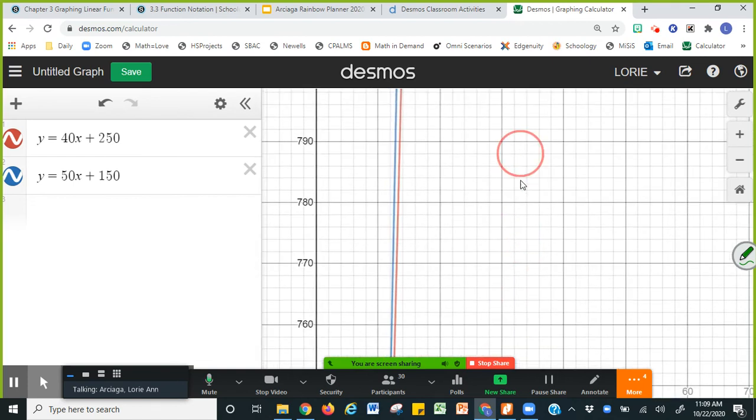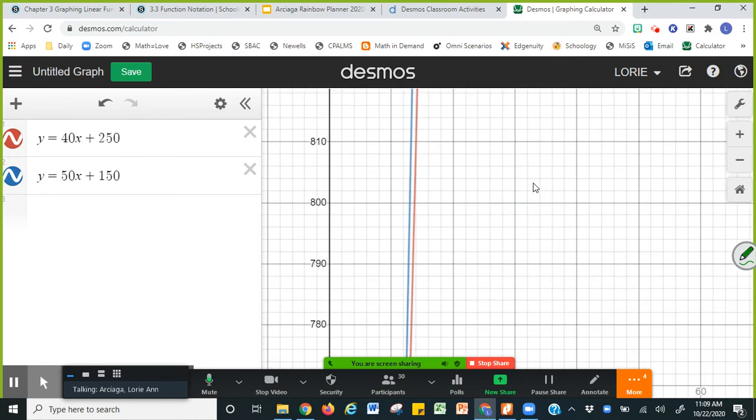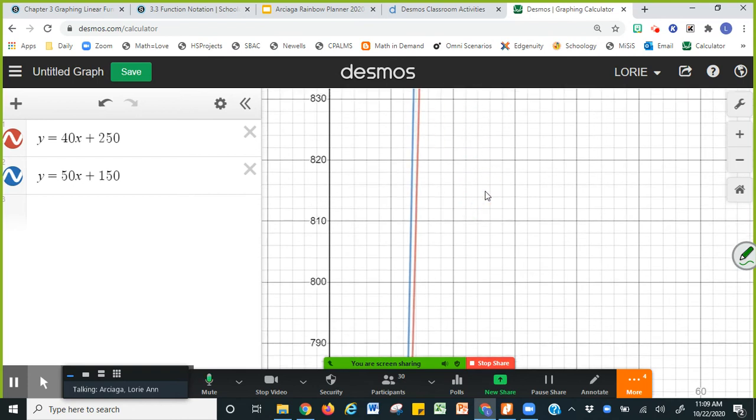The graphs begin to split. And now who's on top? You're on top now, right? Yours is the blue one. Did you see the switch in the story? Your friend had more money to begin with. She had 250. But you began saving more, even if you only had 150 to begin with. And then after some time, you ended up with the same amount of money.